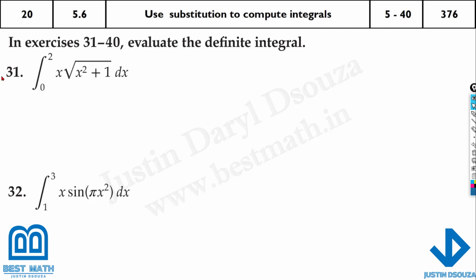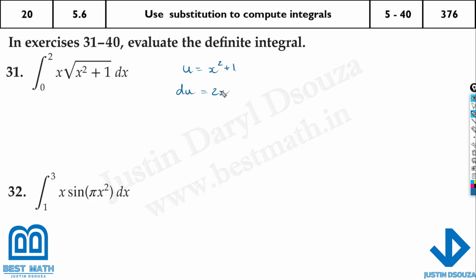Now we move on to the last type of problem where the limits are given. It's from 0 to 2 and different types of limits. But the problems are similar. We have already done these before. So what do we do here? You just have to take whatever is inside the square root as u. U substitution, u is equal to x squared plus 1. Now derive it, du will be 2x plus 0.